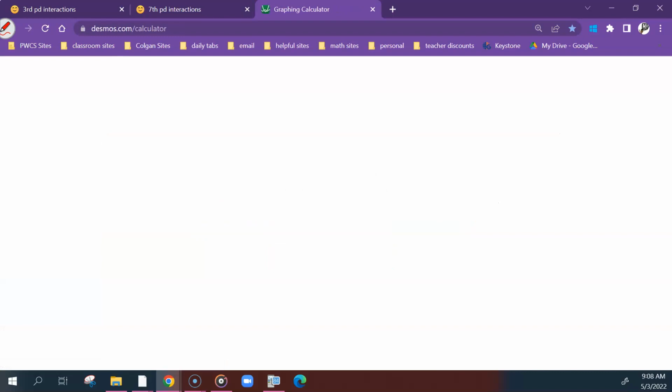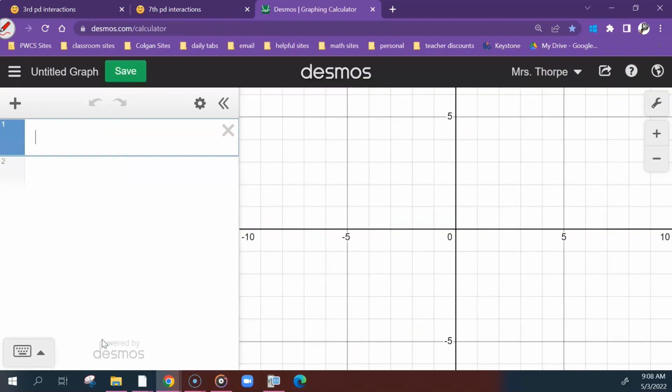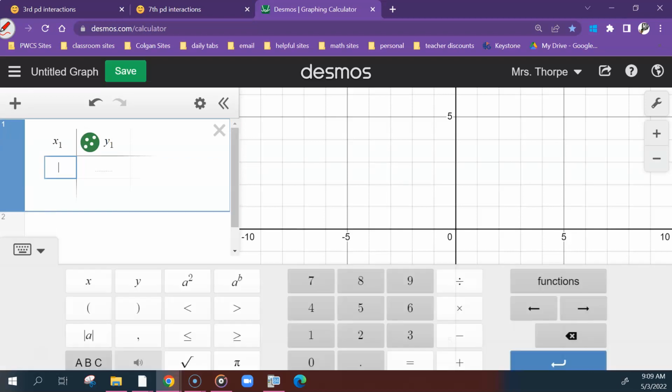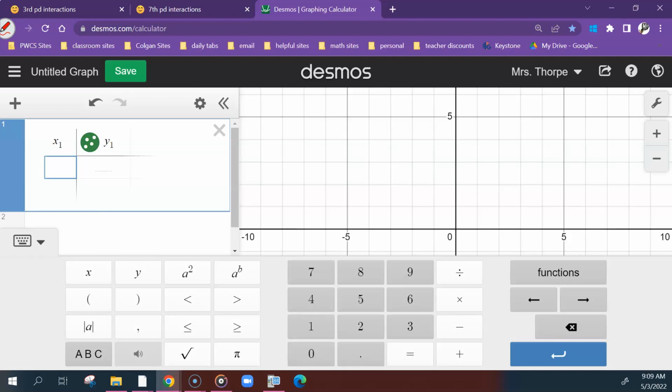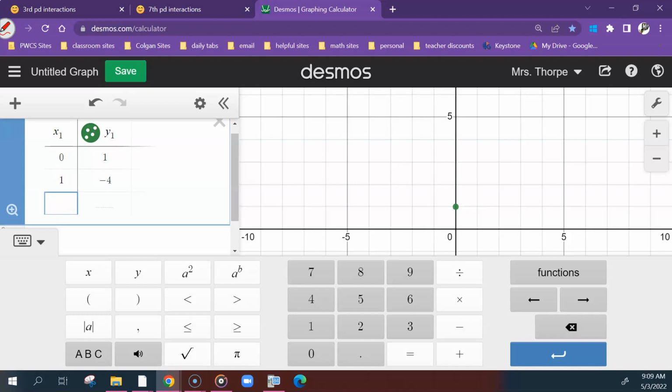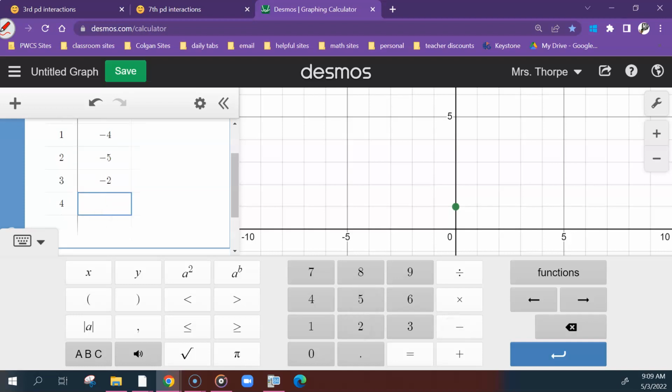So in Desmos, you're going to find the plus, and you're going to add a table, and you're going to put in the values. Let's do 7 first. If you're on your computer, you can type these in, or you can use the keyboard. So 0, 1, 1, negative 4. Once Desmos gets the pattern of the x numbers, you can hit enter, and it will complete your x's for you. Negative 4, negative 5, negative 2, and 1.